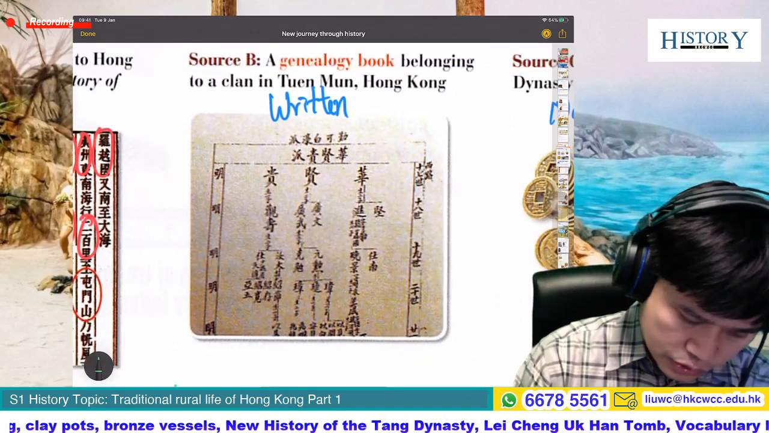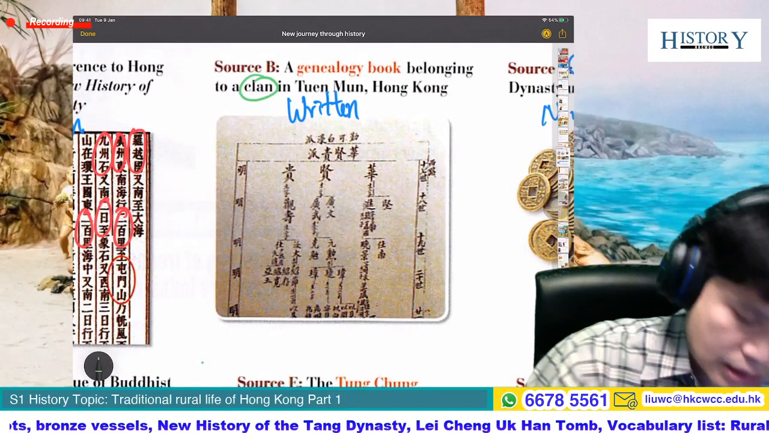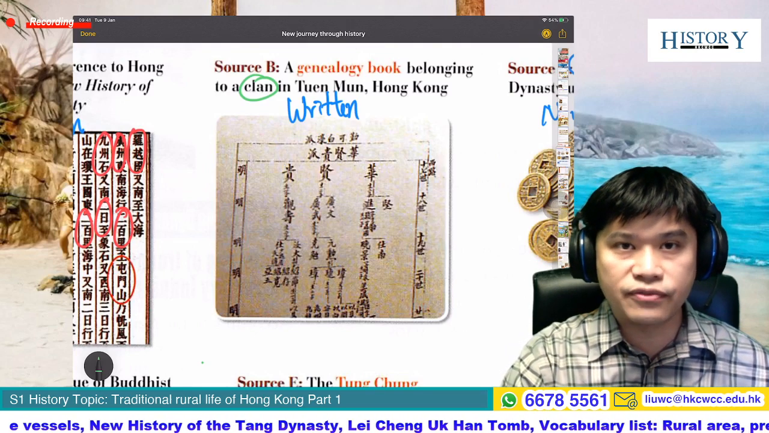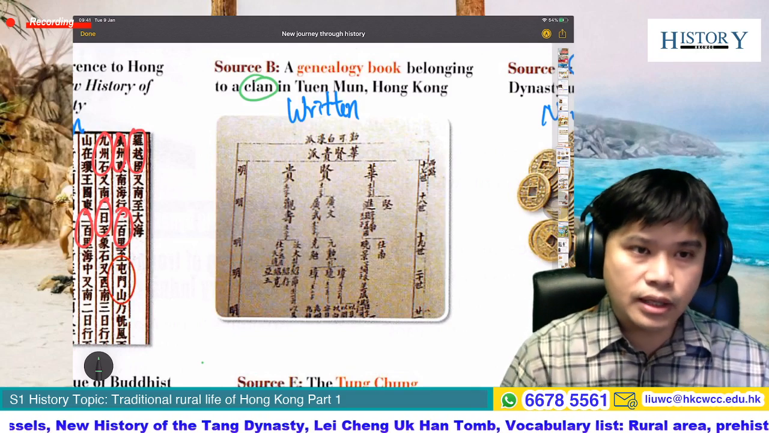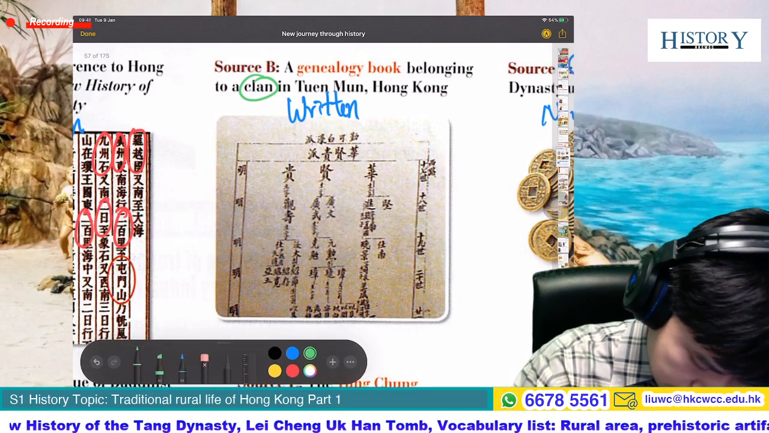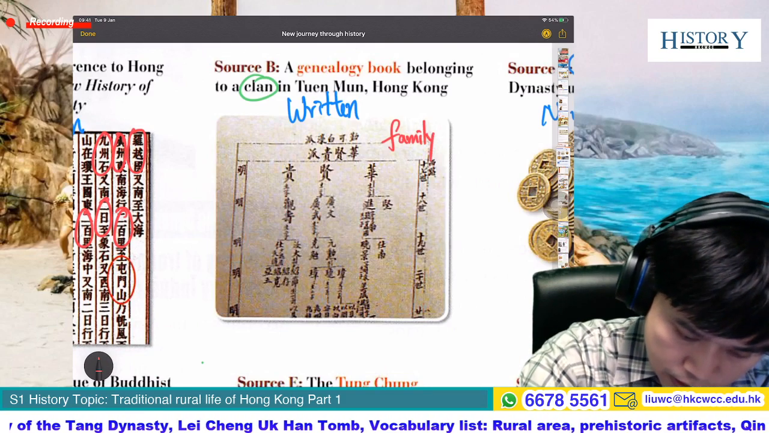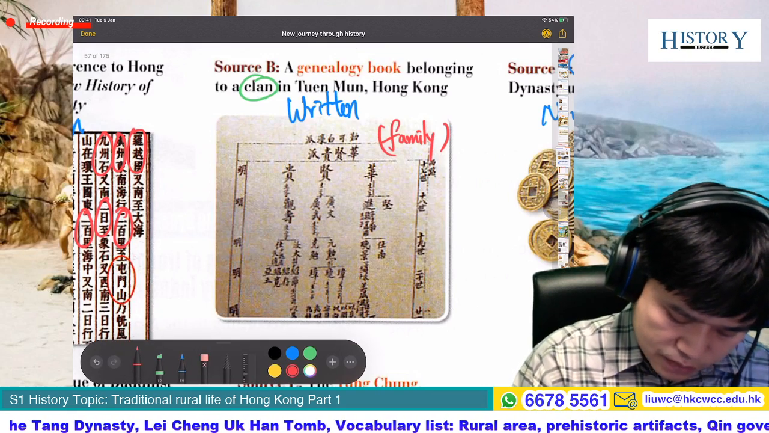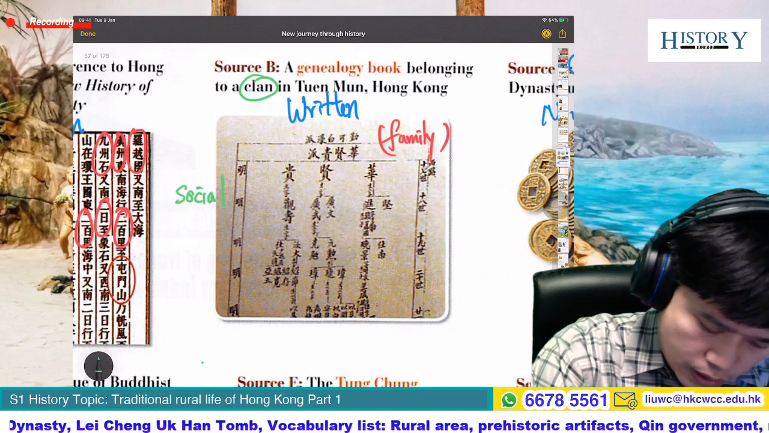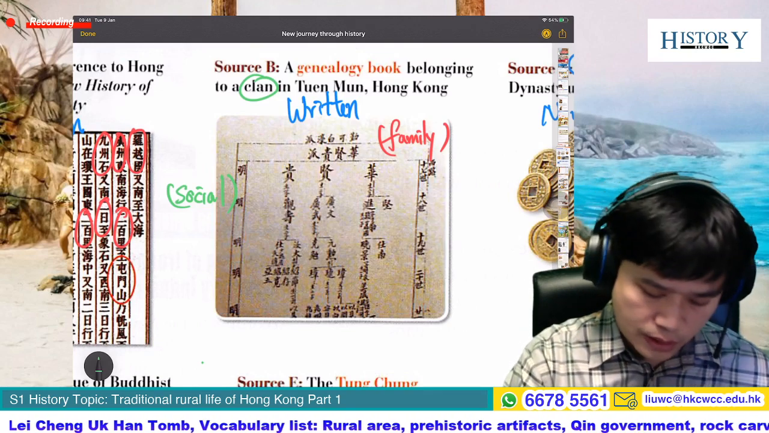Okay, then source B, genealogy books belonging to a clan. Just now I said that it is related to family structure. So which aspect would that be related to? As this is related to family, therefore for the aspect, we may say this is related to the social aspect. You may write it down first, social aspect.